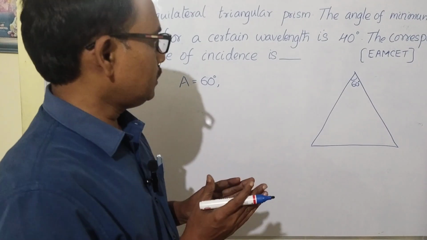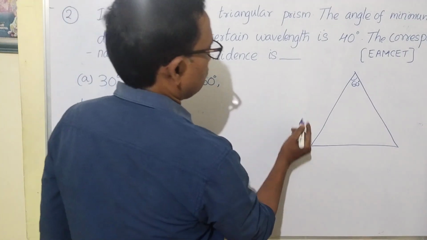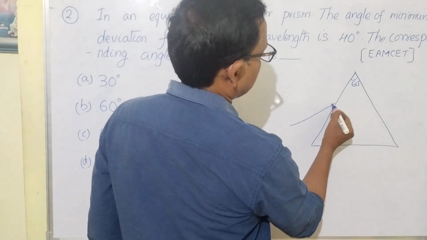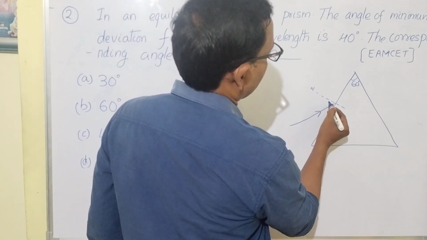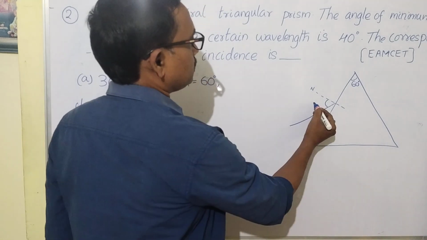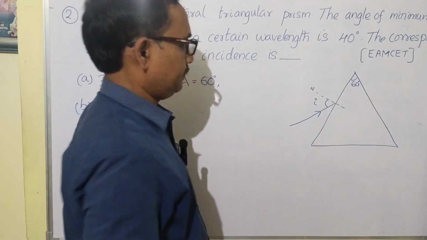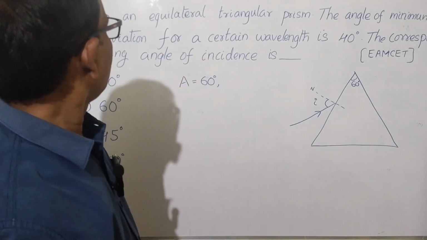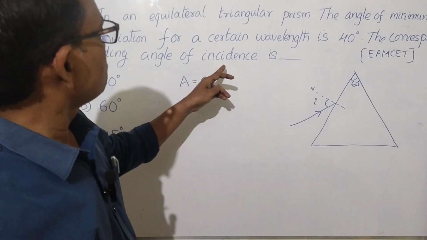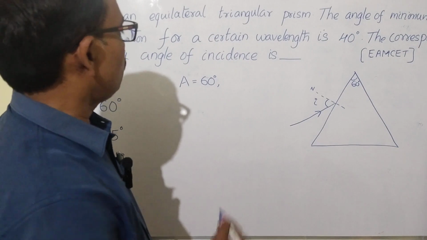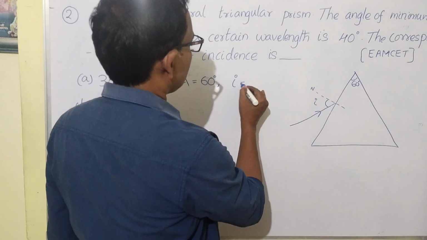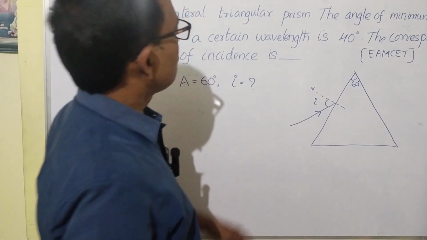If a certain wavelength of light falls on this prism, let it fall in this direction. This is the normal. This angle, let it be the incident angle I. What is being asked? The corresponding angle of incidence I is equal to how much is being asked.